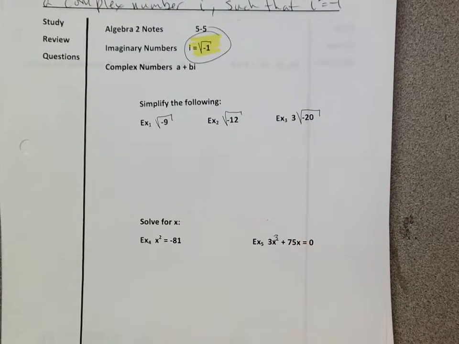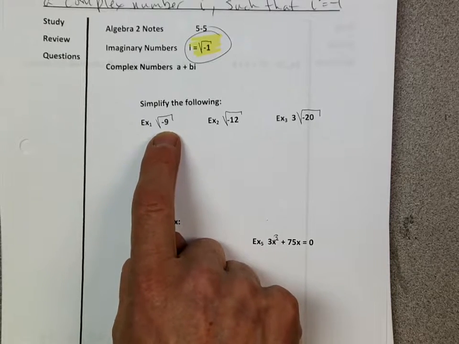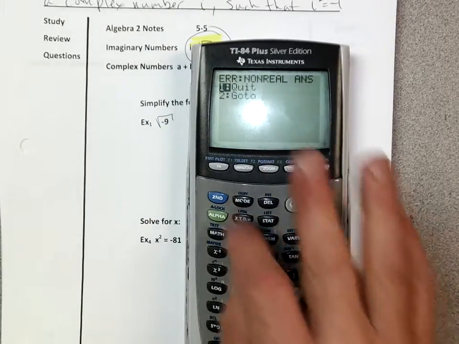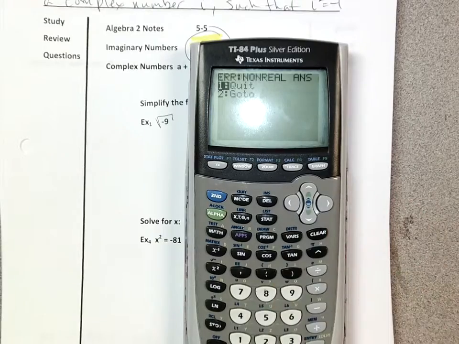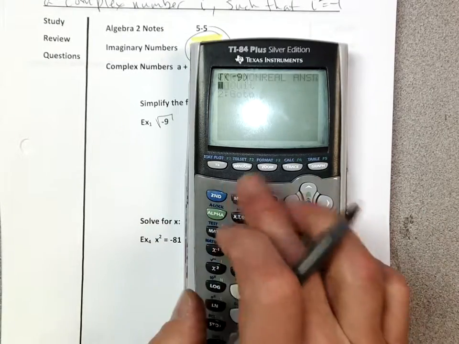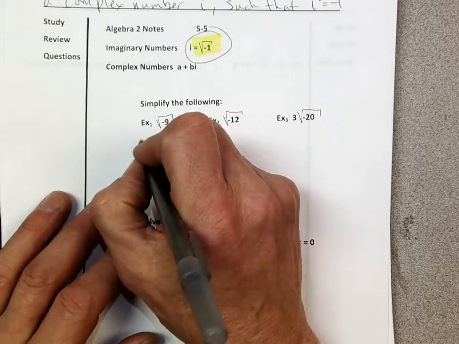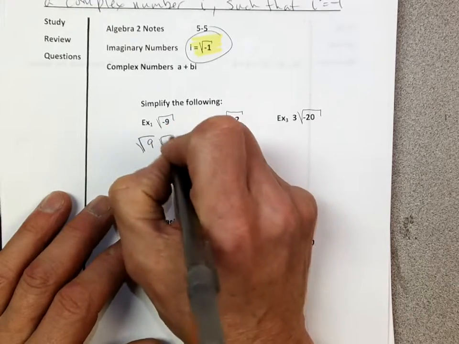This is not hard. First of all, I told you that we cannot take the square root of -9. Can't. In fact, if you go to your calculator, do the square root of -9, error, right? Can't do it. So the way we're going to do it is this way. Watch. I'm going to rewrite this as the square root of 9 times the square root of -1, okay?